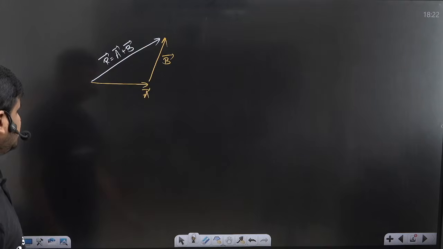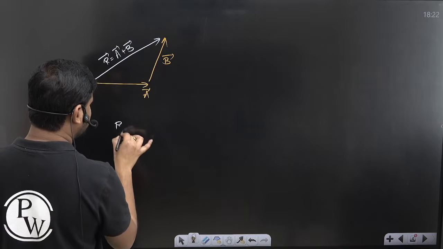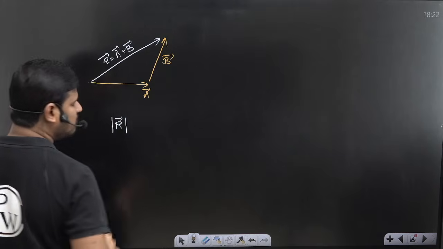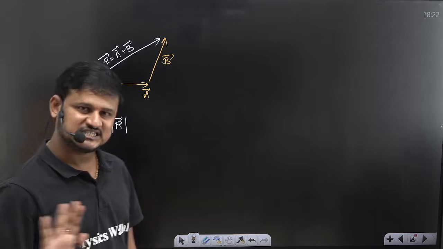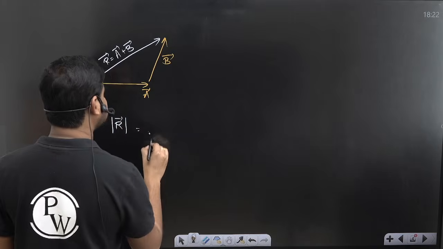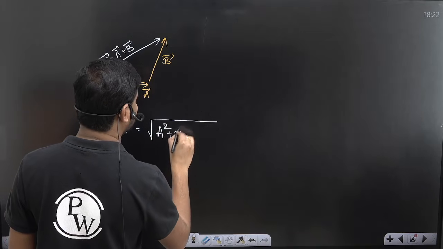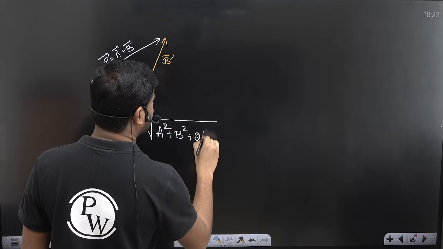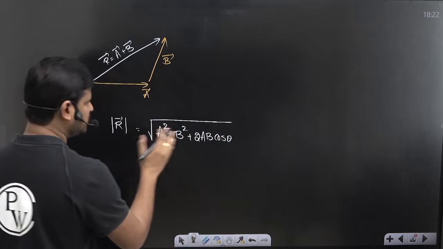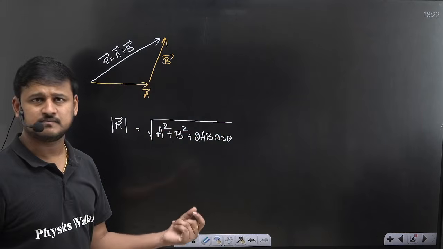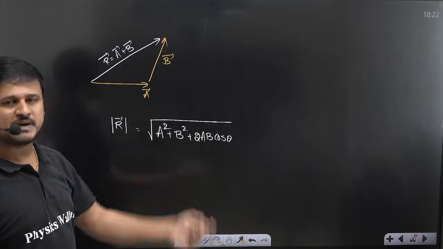Now let me tell you this. The resultant magnitude, whether it is the parallelogram law or the triangle law, is going to be the same. The resultant is going to be the square root of A square plus B square plus 2AB cos theta. This is the magnitude. By the analytical method, if we derive, we'll get the same thing. I am not going for the derivation of this, which follows the same method as the parallelogram law.